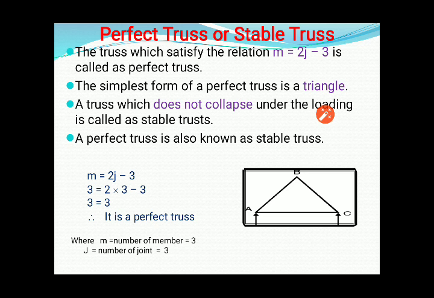A truss which does not collapse under the loading is called a stable truss. If it satisfies the equation, you can see here members AB, BC and CA. These are 3 members, and those are connected at the 3 joints A, B and C. So m, the number of members, is 3, and j, the number of joints, is 3. So m equals 3, and 2j minus r, that is 2j minus 3, is again 3. So it is a perfect truss.